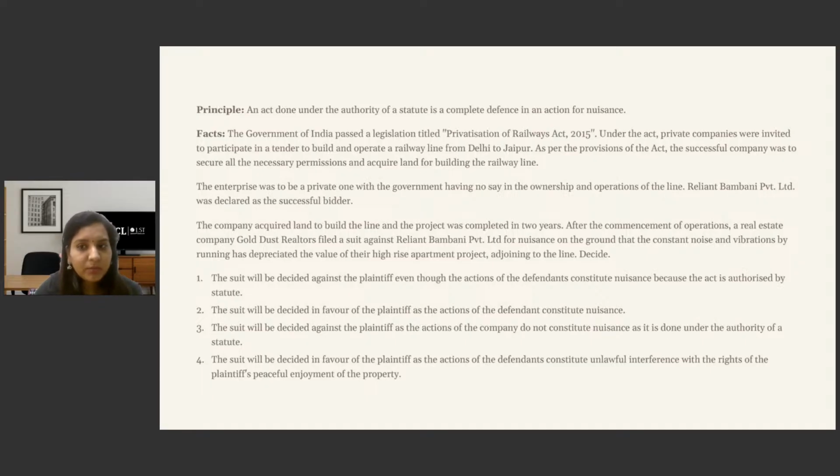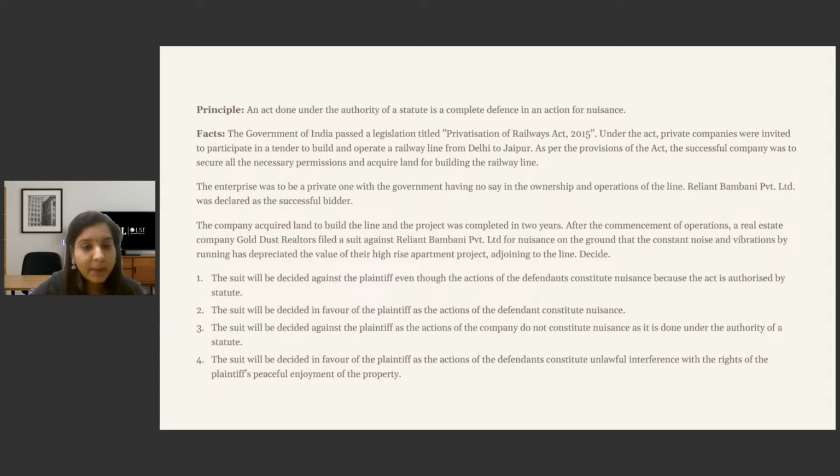So there is a bidder who got the successful rights. The company acquired land to build the line and the project was completed in 2 years. After the commencement of operations, a real estate company, Gold Dust Realtors, filed a suit against Reliant Bambani Private Limited for nuisance, on the ground that the constant noise and vibrations by the running trains have depreciated the value of their high-rise apartment project adjoining the line.